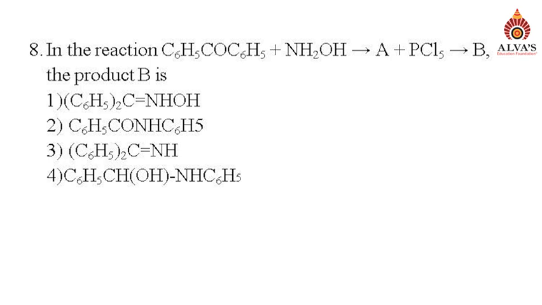Then we have a substituted amide, C6H5C=O NH C6H5. Third is (C6H5)2C=NH, that is an imine, and C6H5CHOH NH C6H5, that is a substituted amine. Now let us see the reaction.